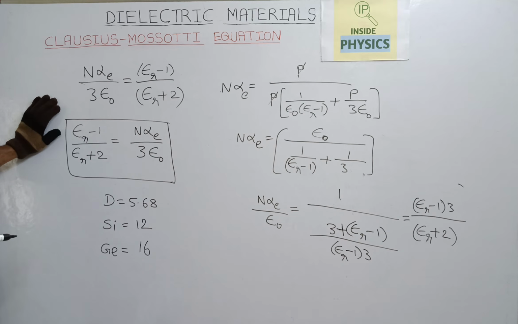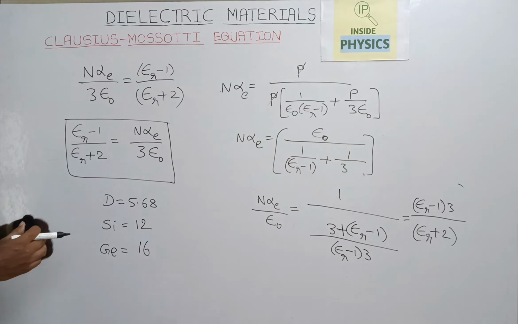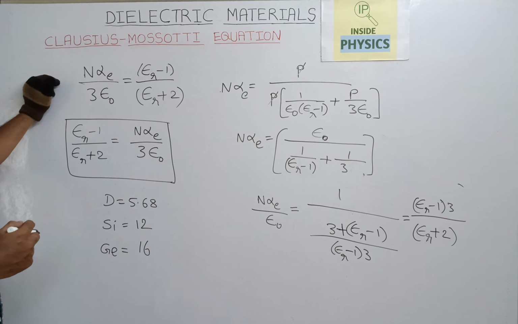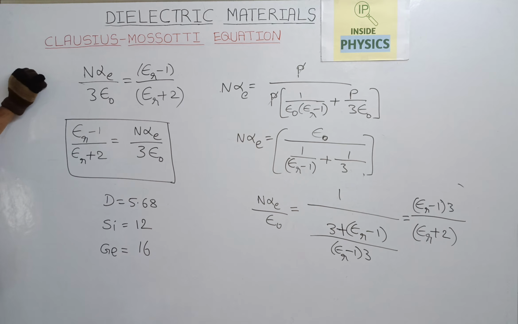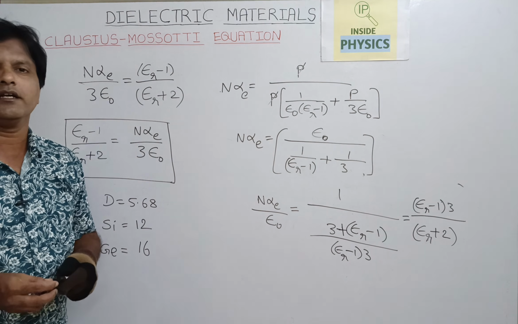This Clausius Mossotti equation is only applicable for non-polar solids which have a cubical crystal structure. So that is the limitation of this equation. So this is about the Clausius Mossotti equation. We will come with some more topics in dielectric materials in the next video.